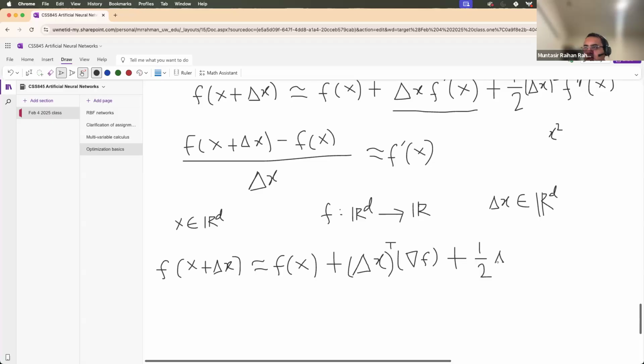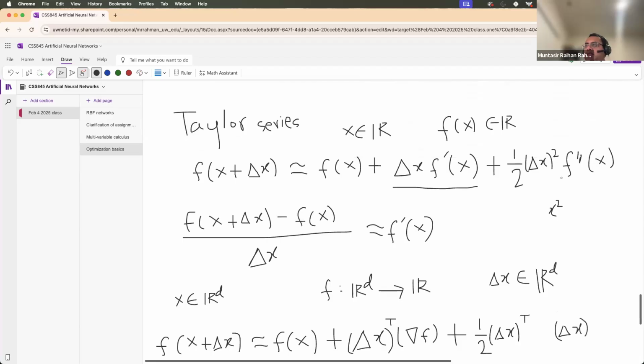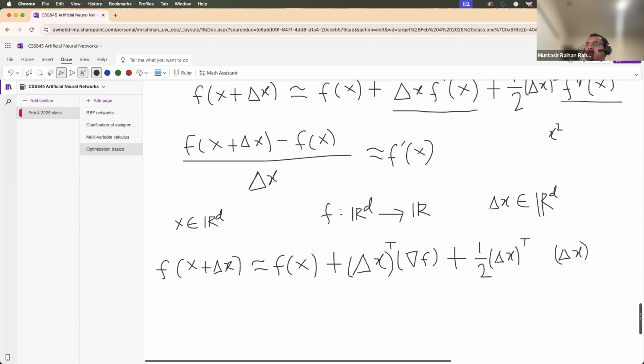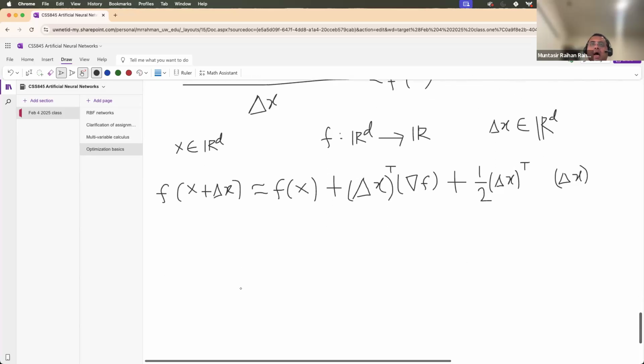So we can think of delta x transpose, and then there's going to be a delta x. But that's not enough, because we also need something to replace this term here. So what can we do here? Let's think about this. How do we generalize this object, the second derivative?